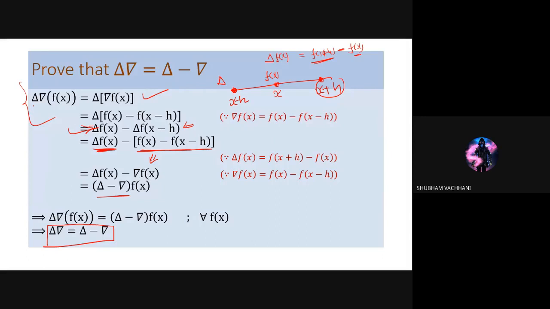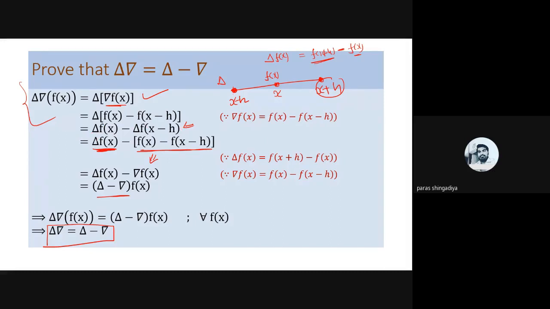Sir, can you repeat the third step, delta f of x minus f of x minus h? Yeah, okay. So here in this first step, let's start with the first step, delta of nabla f(x). In the second step, we just put the formula of nabla f(x), that is f(x) minus f of x minus h. And after that, apply delta to both terms. So it will be delta f(x) minus delta f of x minus h, okay.